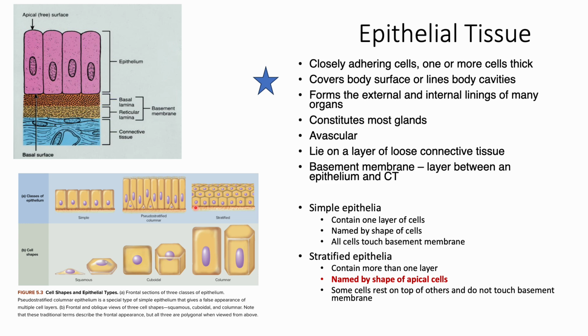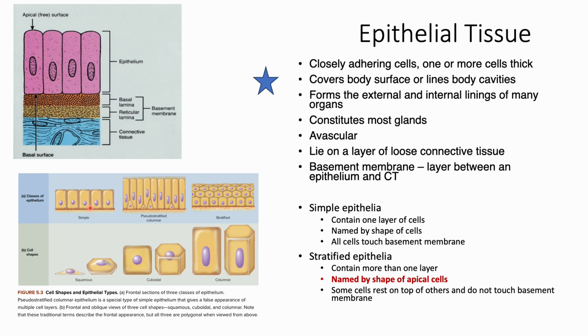So how do we name our epithelium? Well, we first look at the number of layers. If there is 1 layer, we call that simple epithelium. If it is 2 or more layers, we call that stratified epithelium. And then we note the shape of those cells. We name them by the shape of the apical layer of cells, so the layer of cells that is the free surface layer. So this is the only layer, so this is the free surface layer. The shape is columnar. So this is simple columnar epithelium.